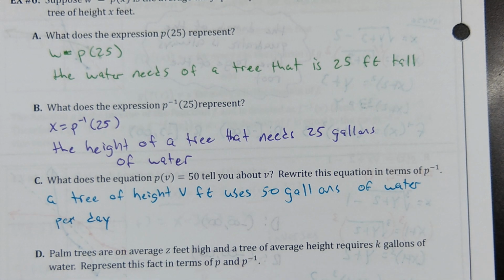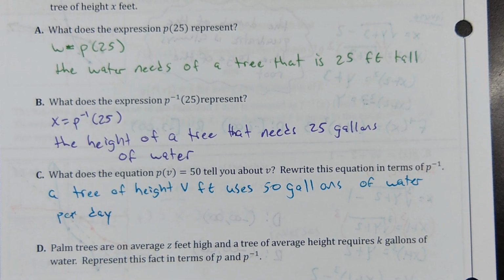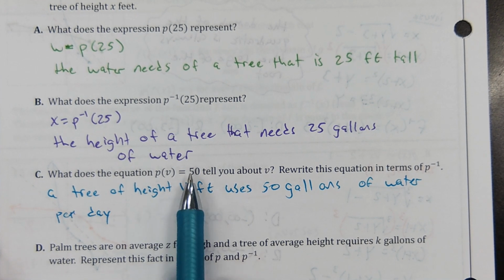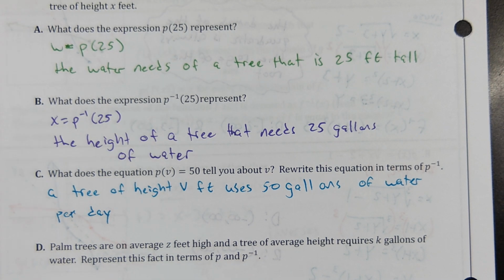There you go. A tree of height V feet uses 50 gallons of water. It says to rewrite that equation in terms of P inverse. 50 gallons of water equals a V foot tree, but what would that look like using P inverse? He says P inverse of 50 equals V. So how do we get there?